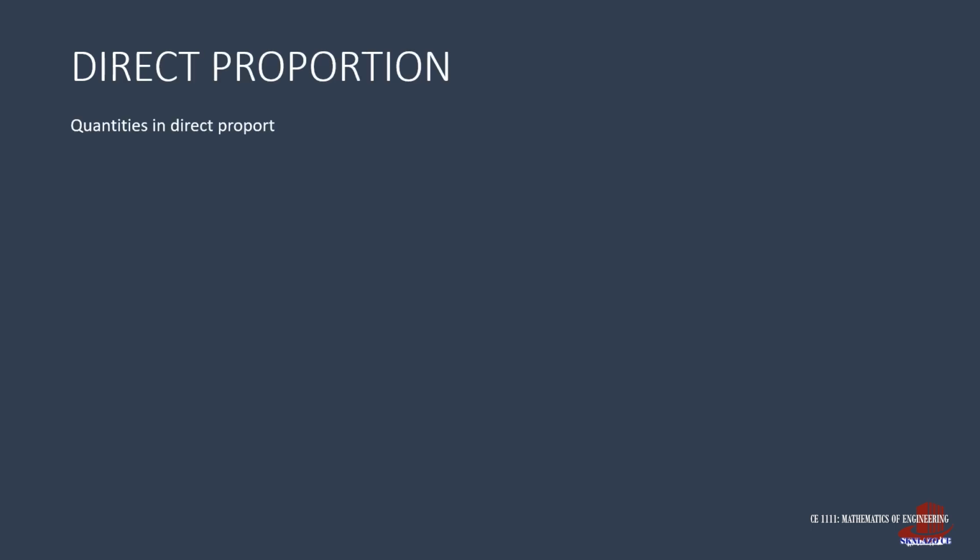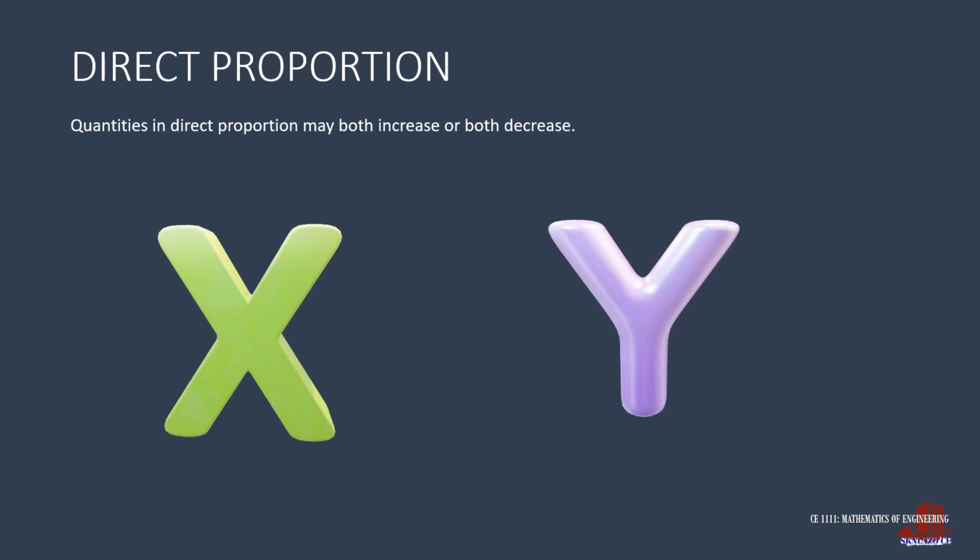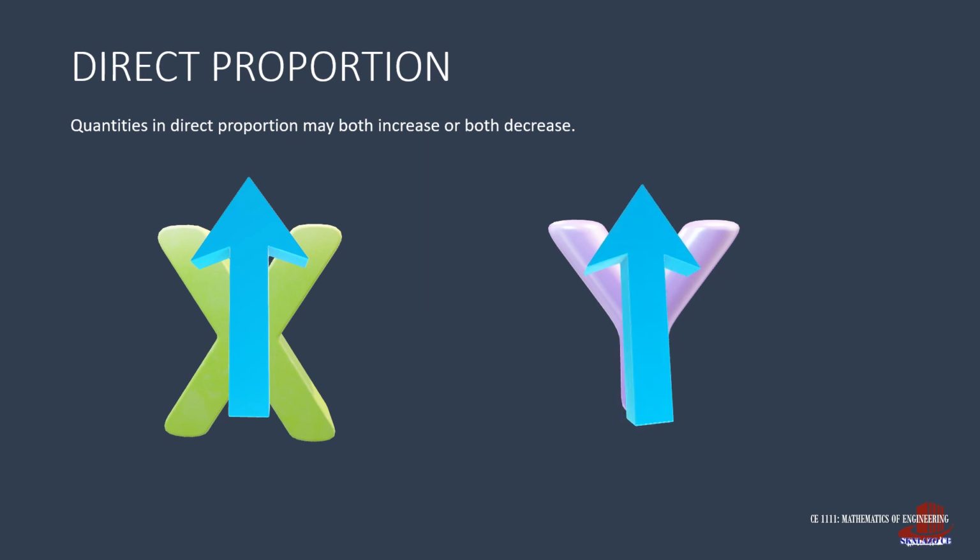Recall what direct proportion is. This is a type of relationship where the two quantities involved experience a similar trend. That is, for example, there are quantities x and y. If x increases, y also goes up.